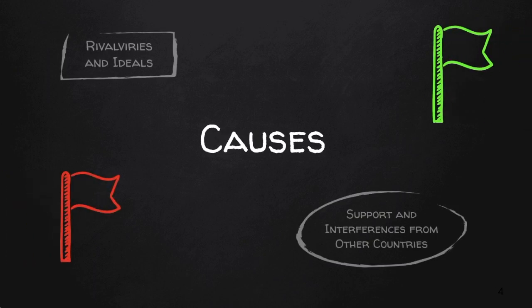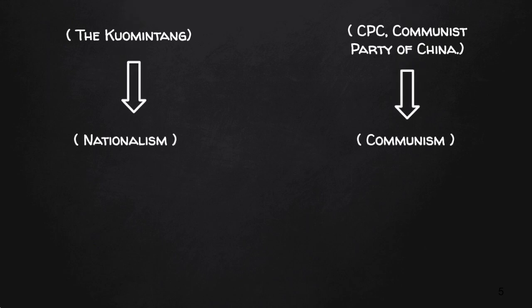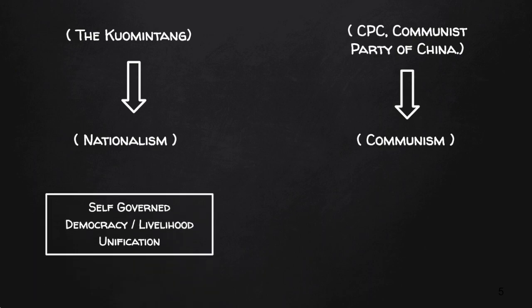Causes. The main cause of the Chinese Civil War were the differences and rivalries between the Kuomintang, also known as China's Nationalist Party, and the CPC, the Communist Party of China. Each party believed in different futures for China. The Kuomintang believed that the country should be self-governed and independent, while considering democratic ideals and the well-being of its citizens equally important. Finally, the nationalists believed that China should be unified, therefore that Taiwan should be part of China.